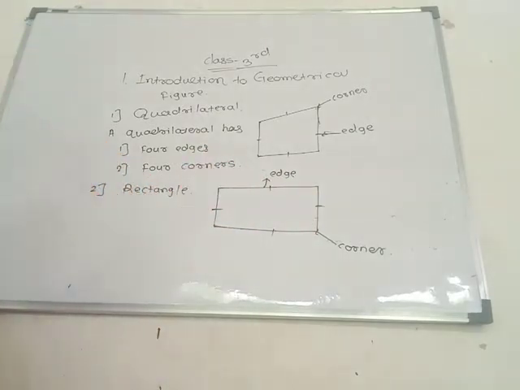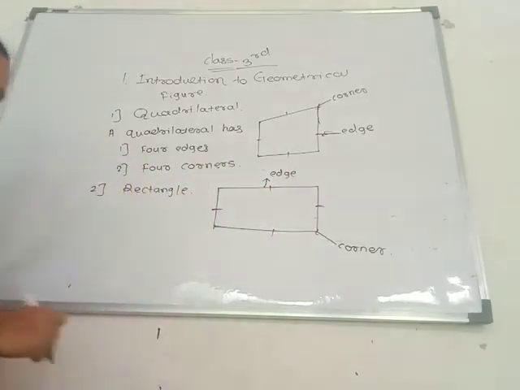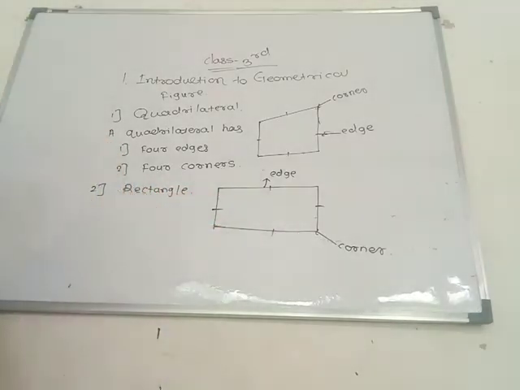And how many corners here? 4 corners. This 1, 2, 3 and 4. This rectangle has 4 edges and 4 corners. And the opposite sides of a rectangle are of equal length. Opposite sides of this rectangle are of equal length.